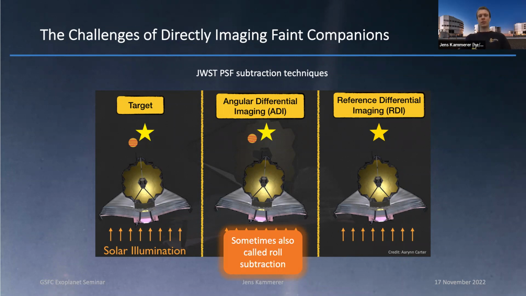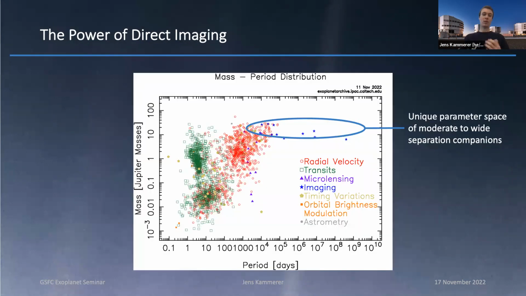So I'm briefly going to illustrate why we care about direct imaging and the unique science that we can do with that. This is a very famous plot that is often shown in exoplanet talks, which shows some of the known exoplanets in orbital period versus mass space, color-coded by the detection technique. As you can see, there's only a very small number of planets that were discovered with imaging. And you might ask, why do we care about that? Because RVs, radial velocities, and transits detect so many more planets.